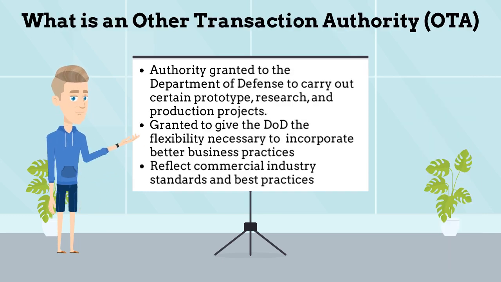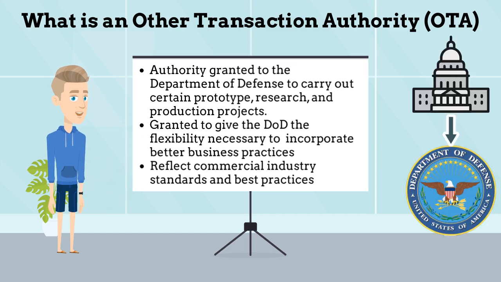Now that we understand what an other transaction is, what is Other Transaction Authority? Other Transaction Authority is the term commonly used to refer to the authority granted by Congress to the Department of Defense to carry out certain prototype, research, and production projects. This authority was granted to give the DoD the flexibility necessary to adopt and incorporate better business practices that reflect commercial industry standards. So basically, Other Transaction Authority is just the authority for the DoD to use other transactions.